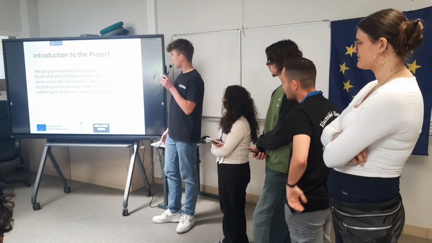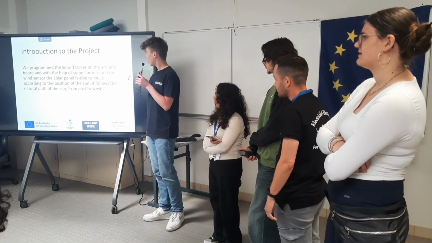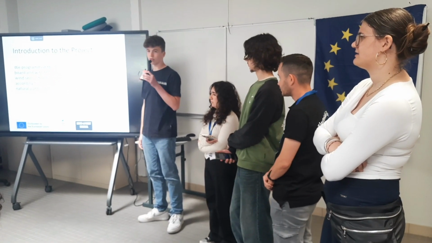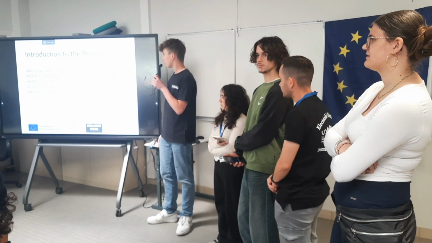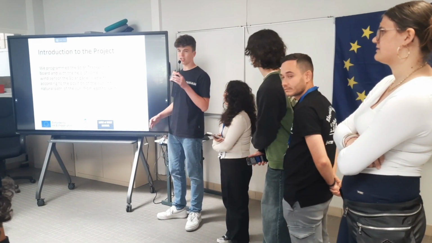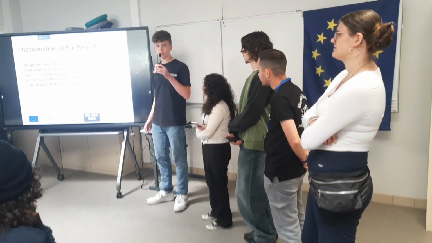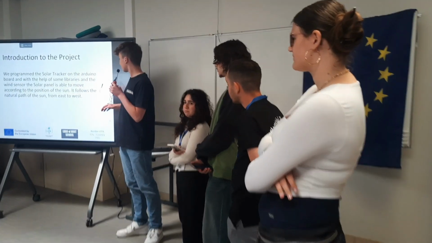So what we did is we programmed the solar tracker on the Arduino board, and with the help of some libraries in the code and use of the wind sensor, the solar panel was able to move according to the position of the sun, so it follows the natural path of the sun from east to west.